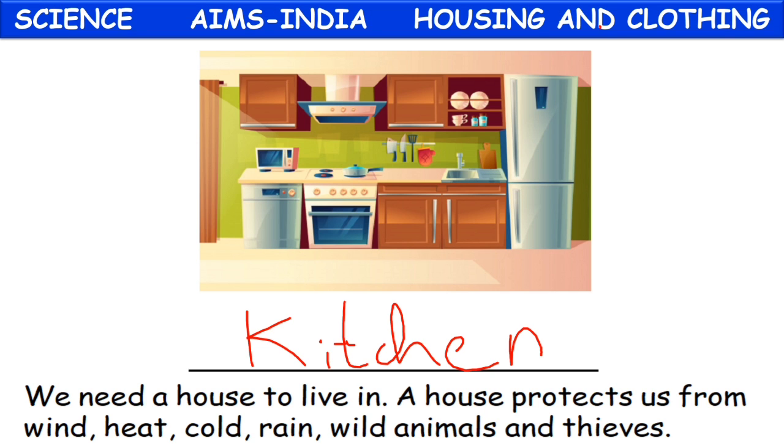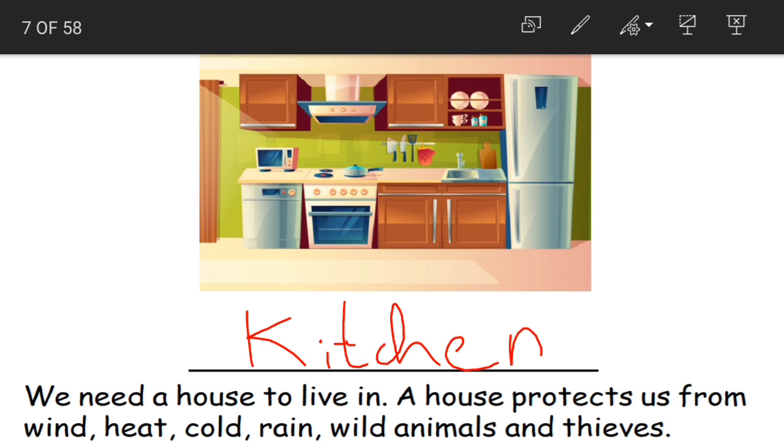A house protects us from wind, heat, cold, rain, wild animals and thieves. Okay, so why do we need a house children? We need a house to live in. Even animals have their own houses. For example, birds have their nests, animals have their dens. In forests also they live, under the trees also they live. It's nothing but the shelter. So we human beings also need a place to live, like a shelter to live, and that shelter is nothing but a house.